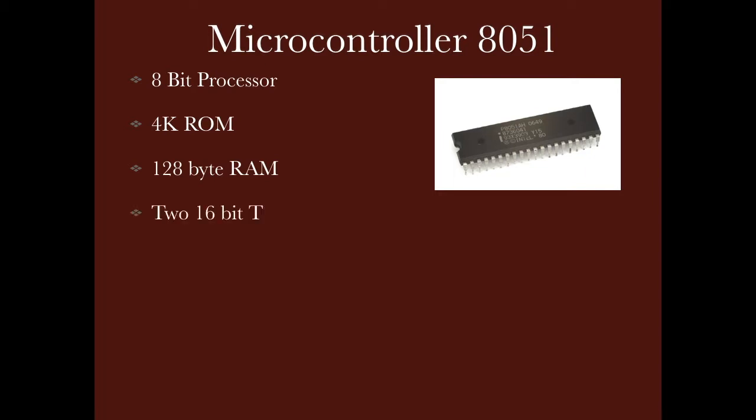We'll start with the features of 8051. It's an 8-bit processor, which means it can process 8-bit long data. It has 4K ROM and 128 bytes of RAM inside it. We call it on-chip ROM and RAM. If we need more memory space, then we can connect external memory to the microcontroller.